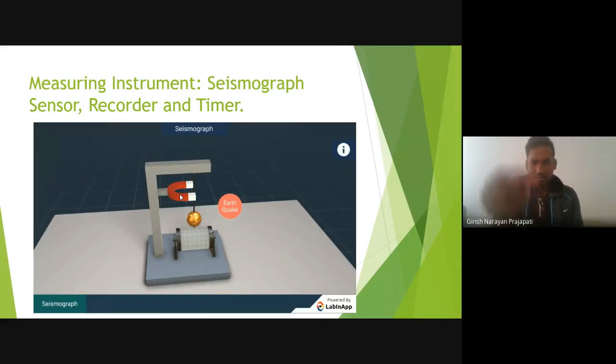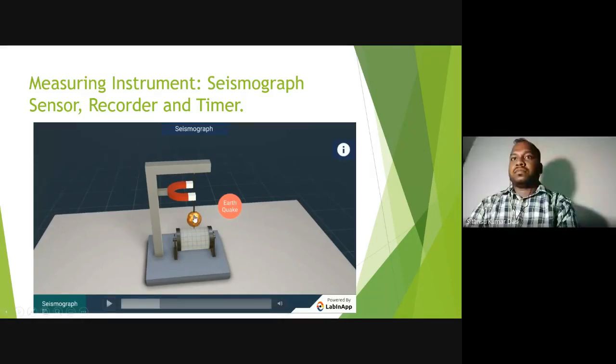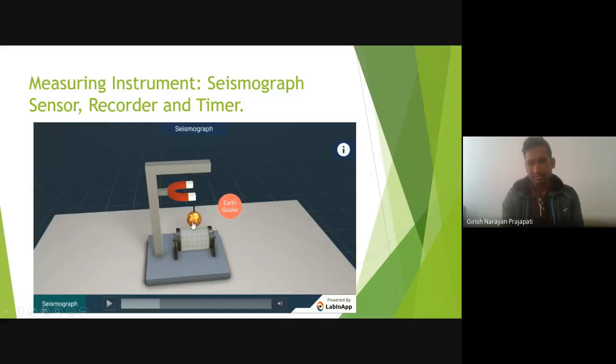If my string or drum bob is not in the center, then it will not give the reading on this surface, this chart paper. So this magnet is used to keep this in the center position.